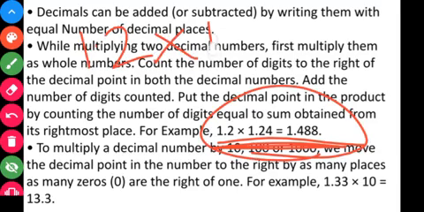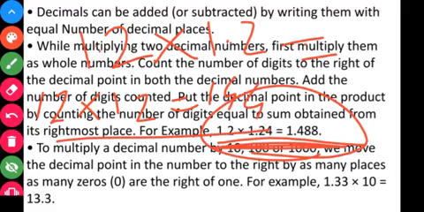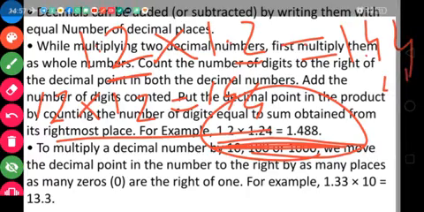1.2 into 1.2. So here, first you multiply like a whole number. 12 into 12, 144. Okay, how many decimal places? So 1 and 1, 2. So here 12 into 12 is 144. So write here 144, and now here the decimal place is 1, here the decimal place is 1. So 1 plus 1, 2. So put the decimal point at 2 places. Understand?